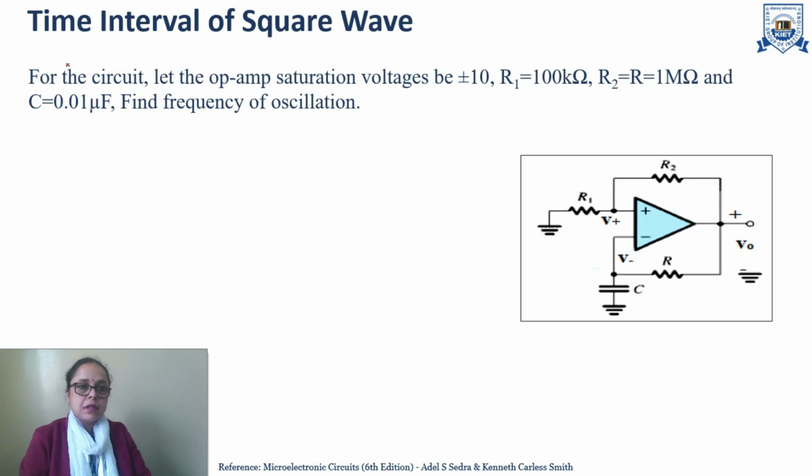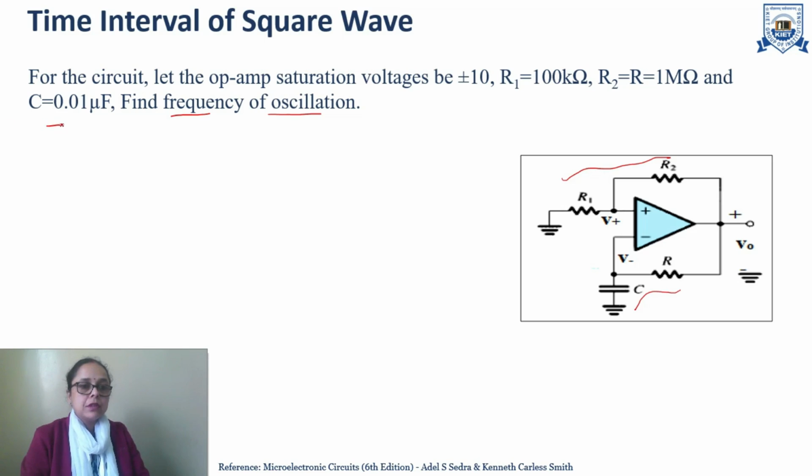Now, we will see how we can calculate the time interval for any square wave. The given circuit is of an astable multivibrator. These are the feedback resistances, and these are the RC charging discharging path. For this circuit, we have to find out the frequency of oscillation.